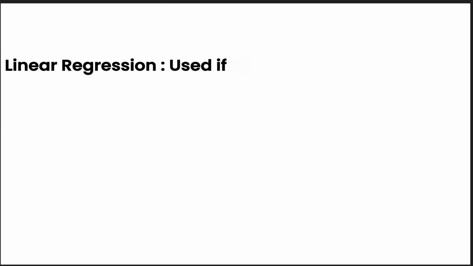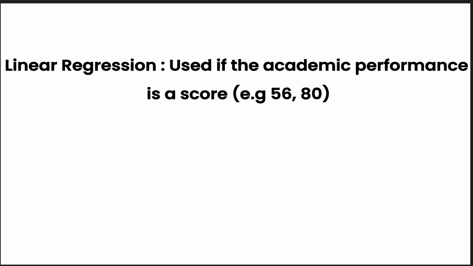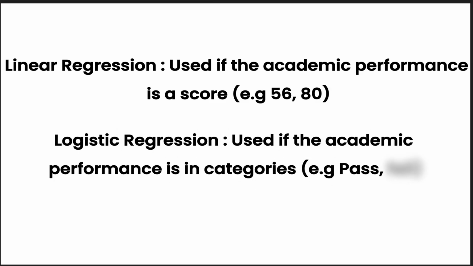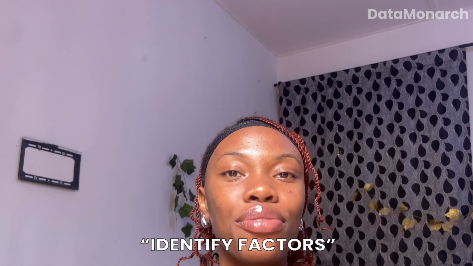There are two types of regression analysis you can use. You can either use linear regression or logistic regression. Linear regression is used if the performance is a score, for example if you have 56 or 80 as the academic performance. Use logistic regression if the academic performance is in categories, like pass or fail. Always note that.